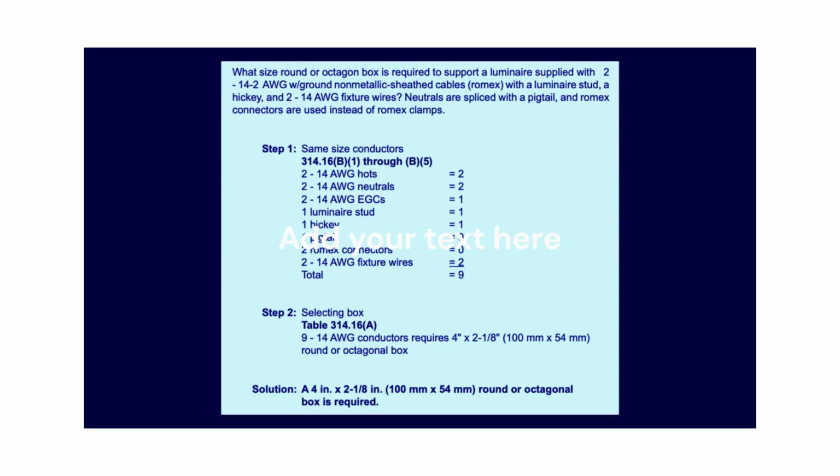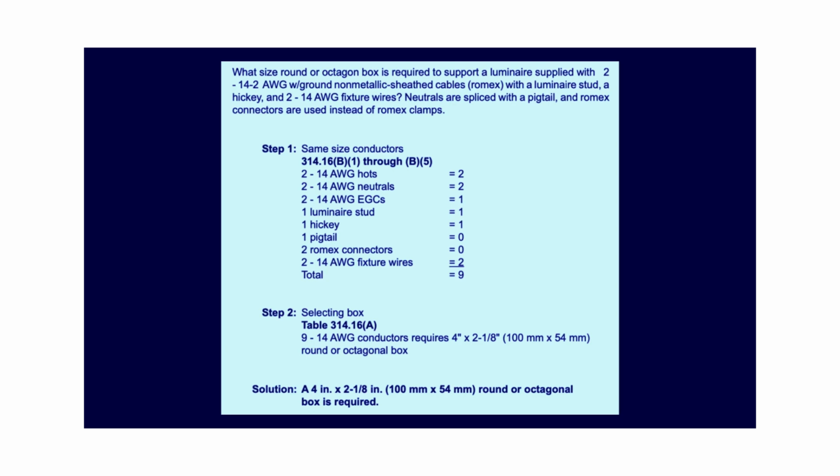For example, what size round or octagon box is required to support a luminaire supplied with two number 14-2 AWG with ground nonmetallic sheathed cables, also referred to as Romex in the field, with a luminaire stud, a hickey, and two number 14 AWG fixture wires? Neutrals are spliced with a pigtail, and Romex connectors are used instead of Romex clamps.